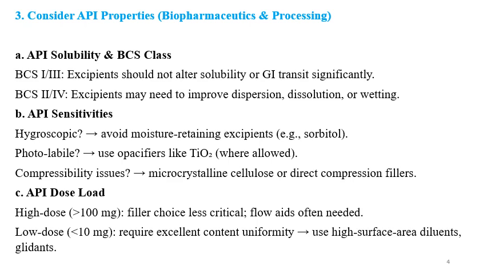So for 1 and 3, excipients should not alter the solubility or GI transit significantly, because it will affect the bioequivalence. Then for class 2 and 4, excipients may need to improve dispersion, dissolution or wetting, because it is not like you will use the same API as the innovator. You will have different particle size, different micronized behavior of the formulation. You may have different static properties, you may have different form, particle size, or sometimes you may have a different salt form. So depending on that, understand the API.